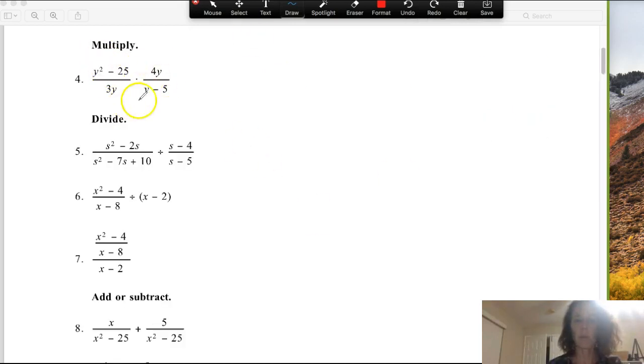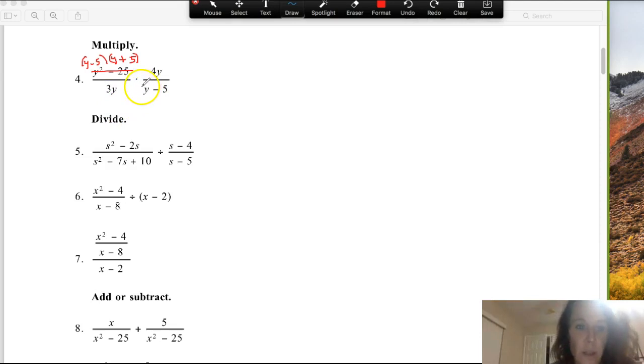Okay, number 4, we're going to multiply. It's easiest to just multiply straight across, but if you can go ahead and simplify or divide out any common factors, I would do that. So here I've got y squared minus 25. I can see this is the difference of perfect squares. Let's write it out as the difference of perfect squares. This would be y minus 5 times y plus 5. So that's what this is. And now I can say this doesn't factor anymore. I can't pull anything out of this.